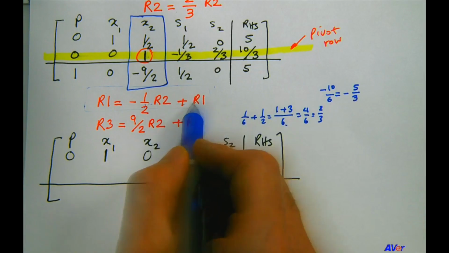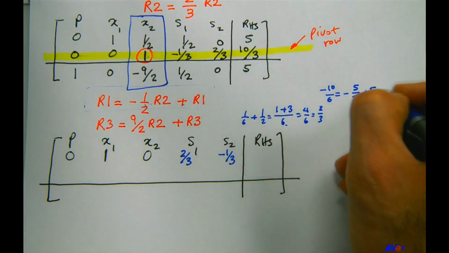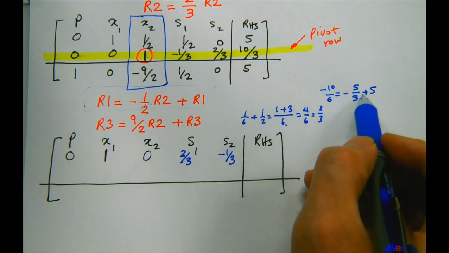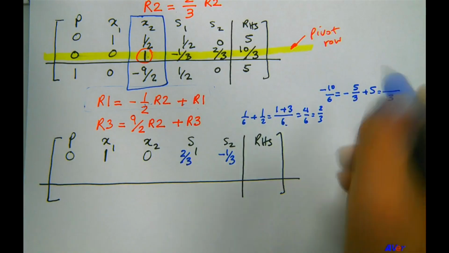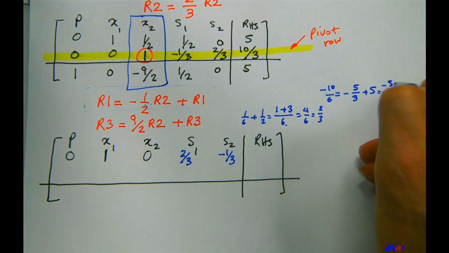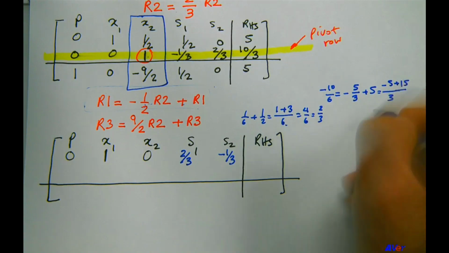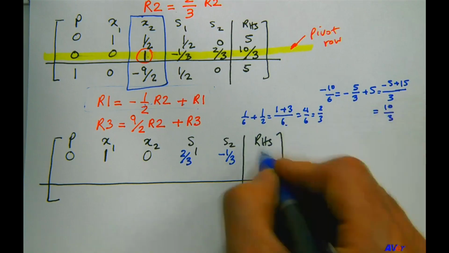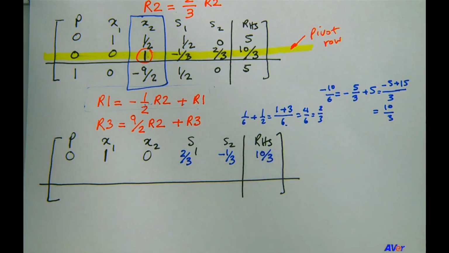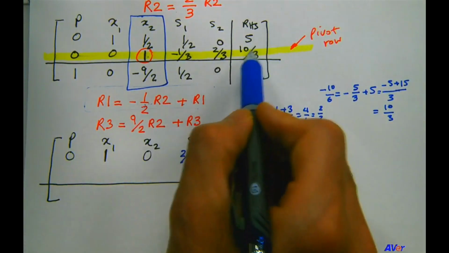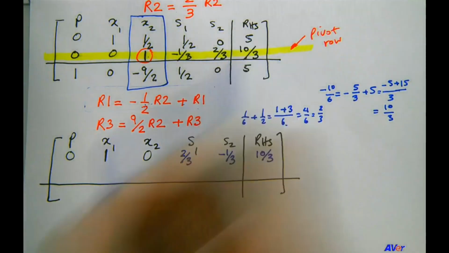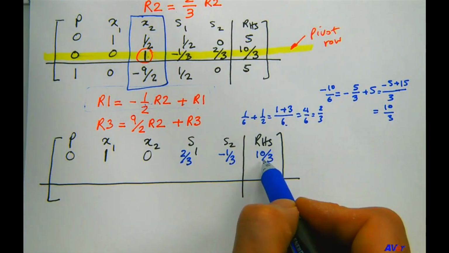But then we have to add it to row 1. So minus 5/3 plus 5. Okay, so common denominator is 3. We're going to get minus 5 plus 15, which is positive 10 over 3. And that 10 over 3 goes here. So all we did was carry this operation to this number and add it to that 5, and we ended up with 10 over 3, which goes here.